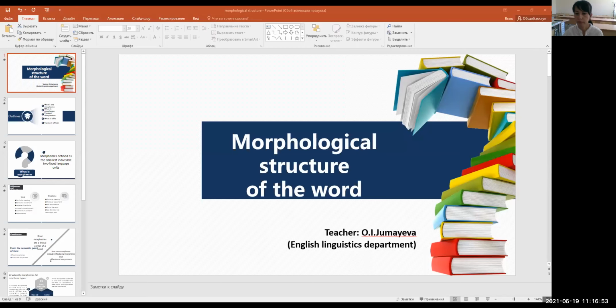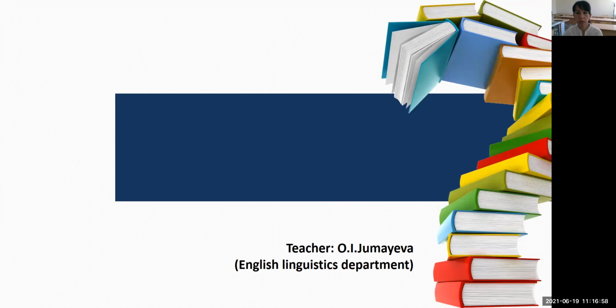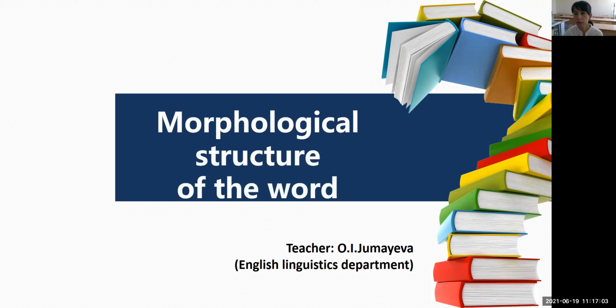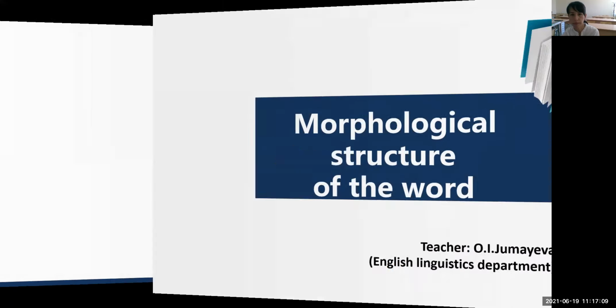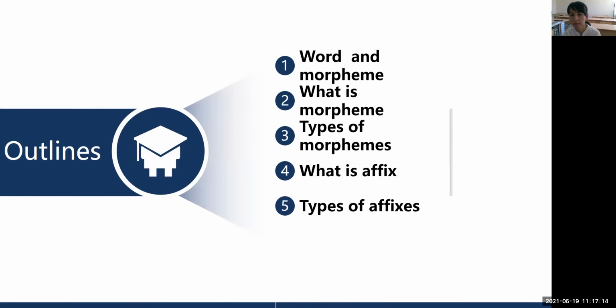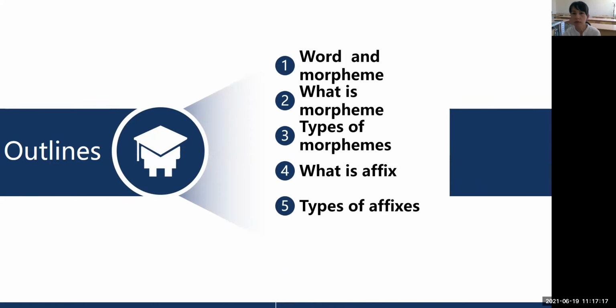Now students, the theme of today's lesson is the morphological structure of the word. First of all, let's introduce the outline of today's theme. The first point: word and morpheme. The second: what is a morpheme? The third: types of morphemes. The fourth: what is an affix? And the last: types of affixes.